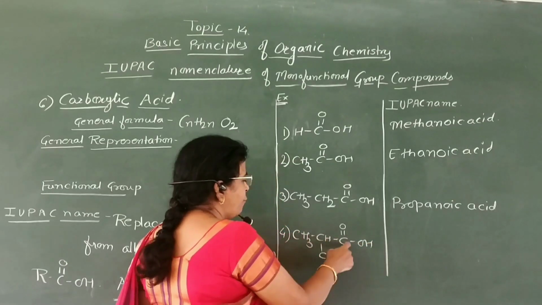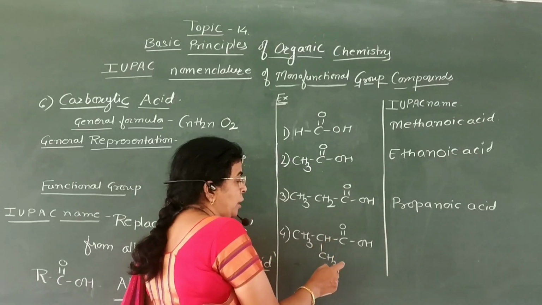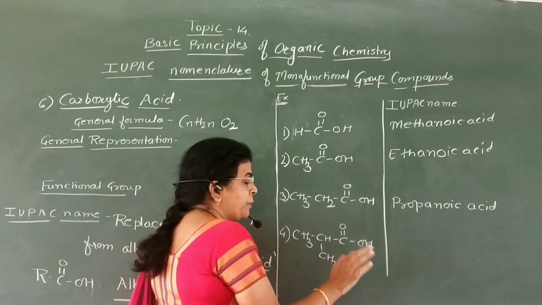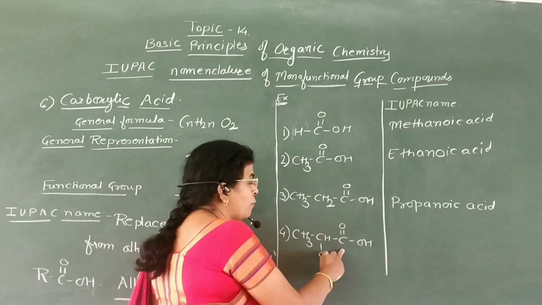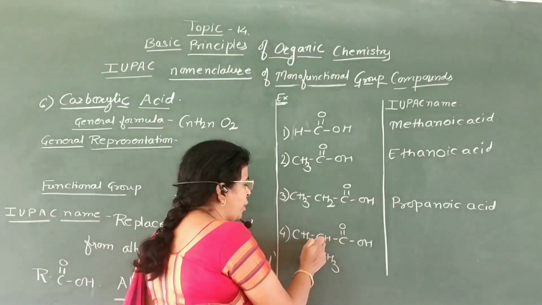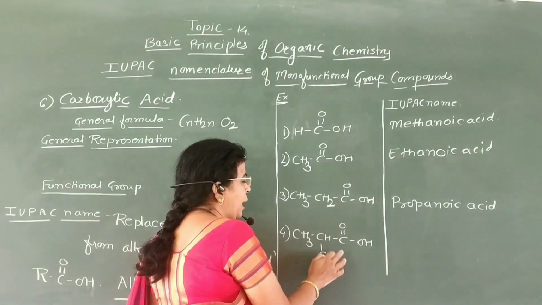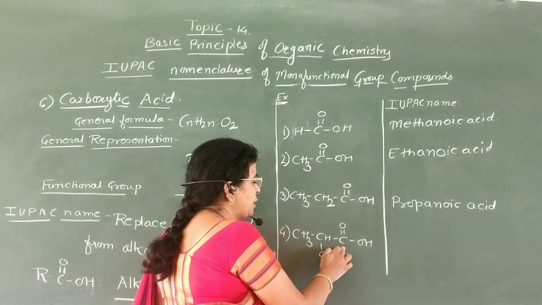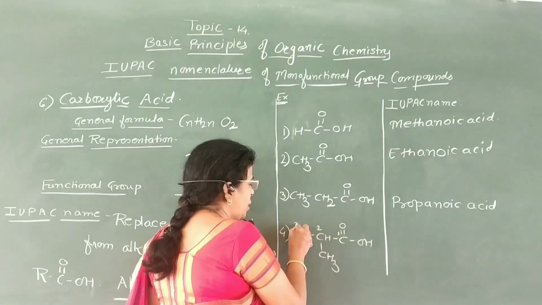Now here there are 4 carbon atoms, 1, 2, 3, 4. Now select the chain which possesses functional group and give numbering from the end which is nearer to the functional group. Now here this is 1, 2, 3 or 1, 2, 3. That is, parent alkane is propane, and numbering is given from this carbon atom because there is presence of a functional group, 1, 2, 3.